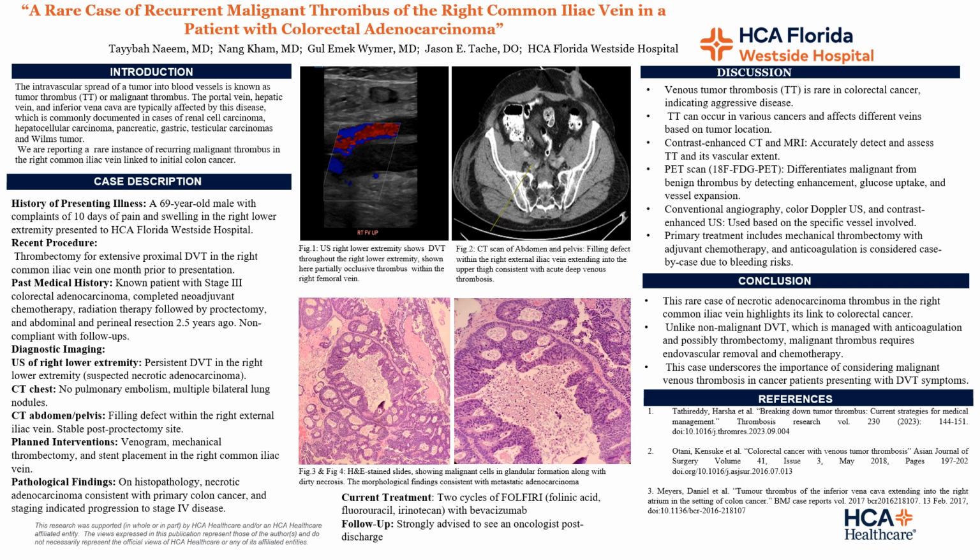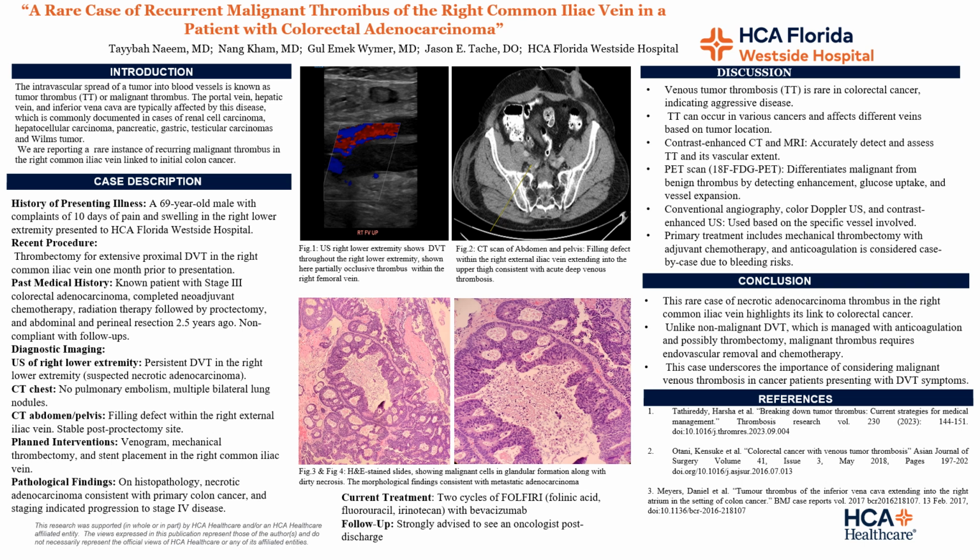So as we discussed, venous tumor thrombosis is rare in colorectal cancer. It indicates aggressive disease. The involved veins vary with tumor location in the colon. For example, ascending and transverse colon cancers involve the superior mesenteric vein, while descending, sigmoid, and rectal cancers affect inferior mesenteric veins. Previous cases have reported tumor thrombus extending into the inferior vena cava and right atrium, as well as diffuse colon cancer invading the portal vein.